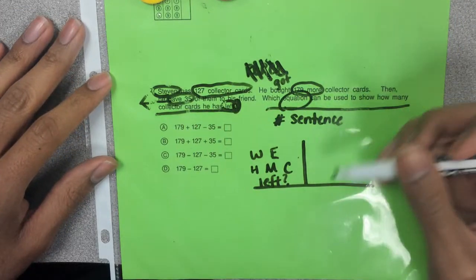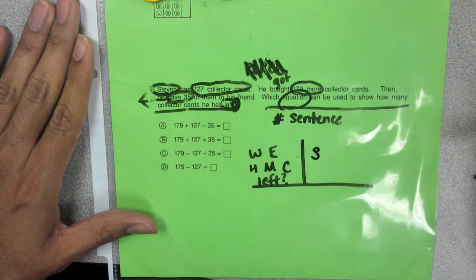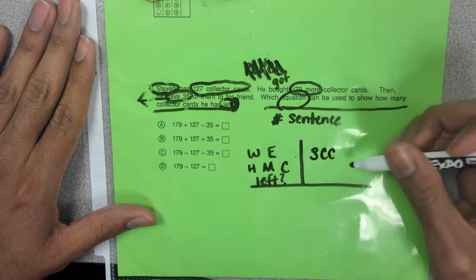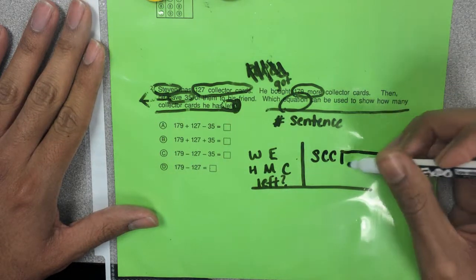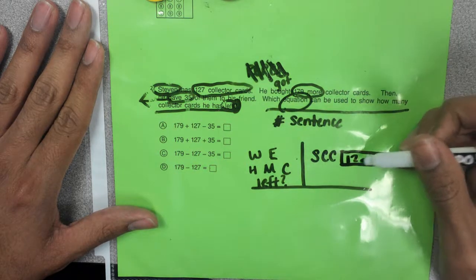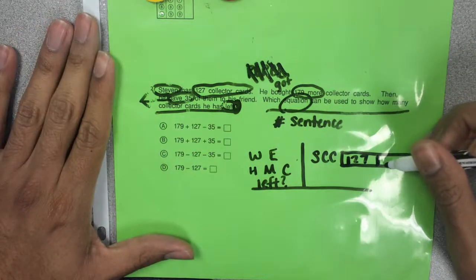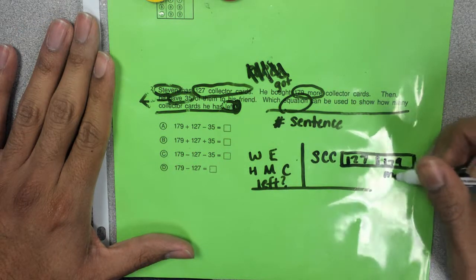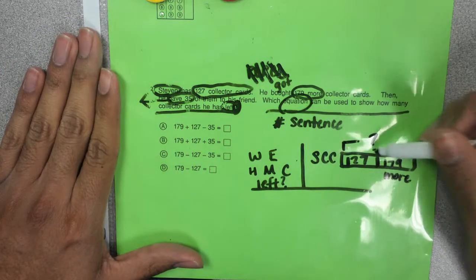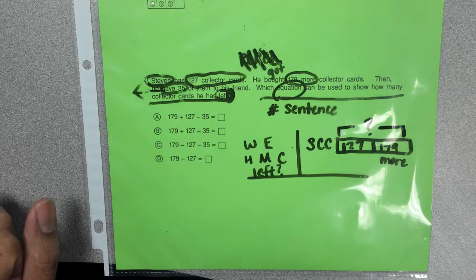Let's go ahead and start labeling our strip diagram. Tell me, who is this problem about again? Well, it's about Stephen. And I know that he had some cards, some collector cards. So let's draw a strip. I know that first he had 127, but then he bought 179 more cards. Right now, I don't know what the total is, but I can go ahead and match this strip diagram up with something on my action poster.